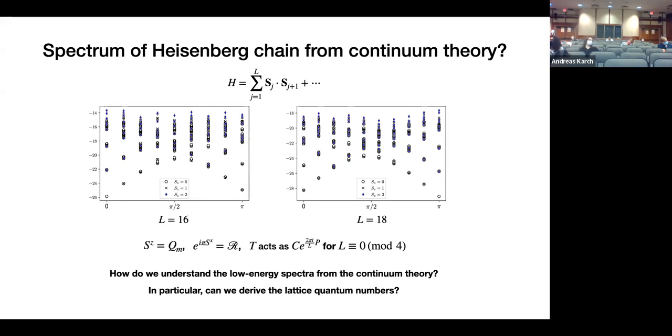All right, so the question we want to address, really one question: how do we understand this strange spectrum from the continuum theory? We know that the continuum theory is SU(2) level 1. Can we derive the quantum numbers, and especially the lattice quantum numbers, of this finite size spectrum from the knowledge of the continuum?